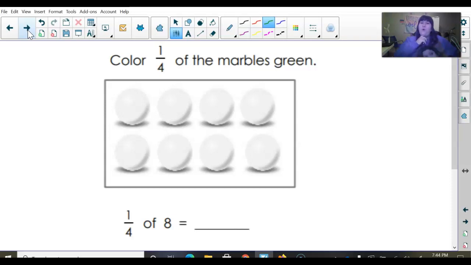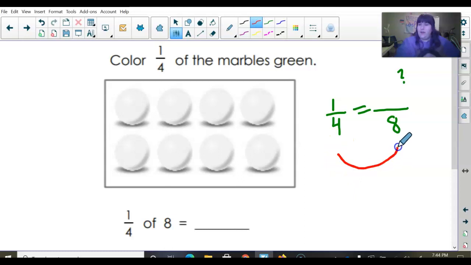All right, color 1/4 of the marbles green. What is 1/4 of 8? 1/4 equals how many eighths? That's the question. Whatever answer we put up here, whatever our numerator is of this equivalent fraction, will be our answer. 1/4 equals how many out of 8? How did I get from 4 to 8? Times 2. If these are equivalent, what do I have to do to the numerator? Times 2. 1 times 2 equals 2.